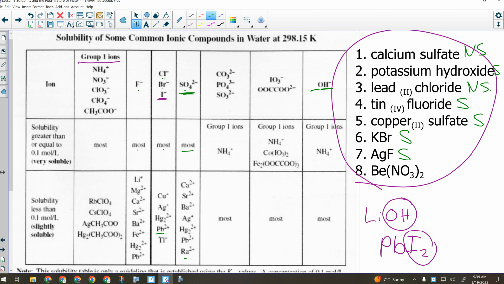And then we have beryllium nitrate. Well, nitrate is soluble with pretty much everything except these extravagantly odd and rare polyatomic messes. Okay, so that stuff is soluble.